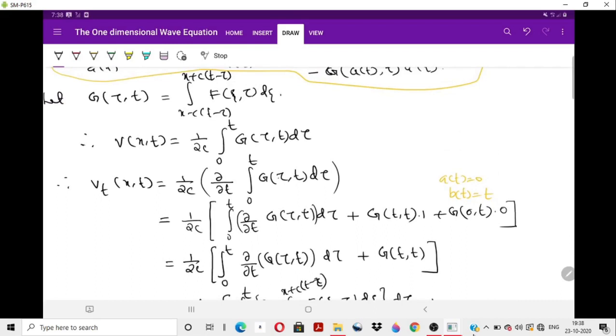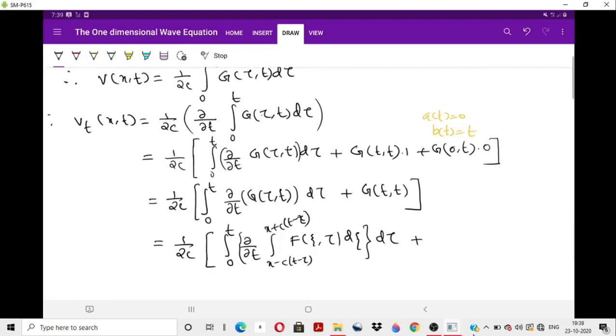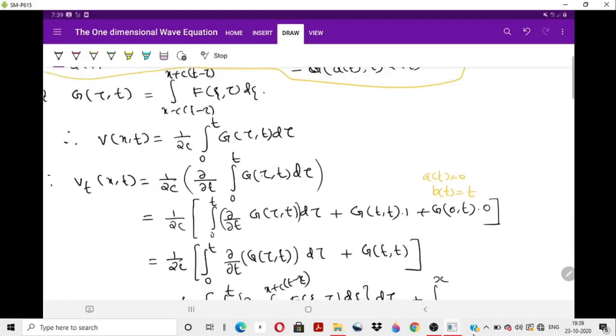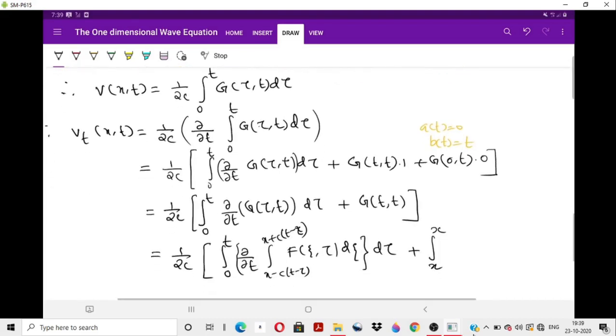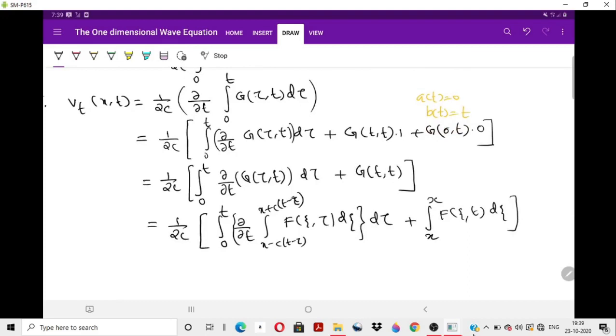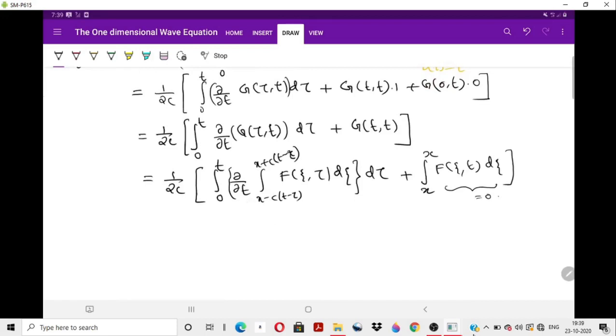So g of t comma t. That means instead of tau we have to apply what? We have to apply t itself. So substituting tau is equal to t, we have the integral from x to x, isn't it? Yes, the integral from x to x minus c into t minus t will come. So both the limits will become x, and the integral of f of theta t d theta from x to x, and we know the integral from x to x is 0. So this will become 0.